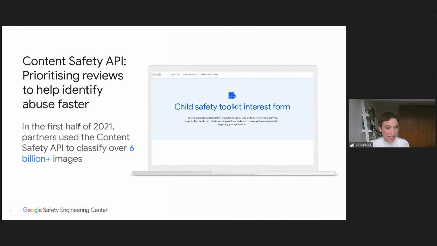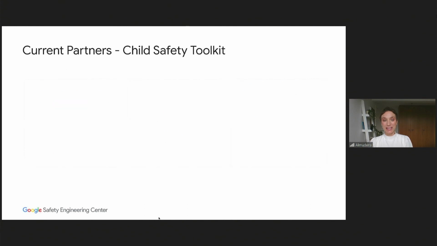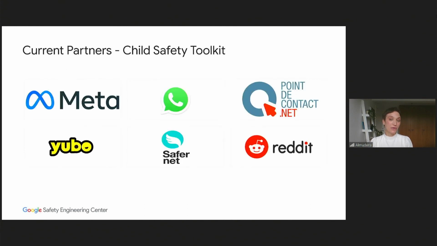We also make available the CSAI Match, which is our video matching technology to help partners continue to detect known CSAM in video format. And on a monthly basis, that helps partners process over 250 million videos per month. I'm coming to the end, just to show a few of the organizations that we partner with through our toolkit and with whom we share our technology.